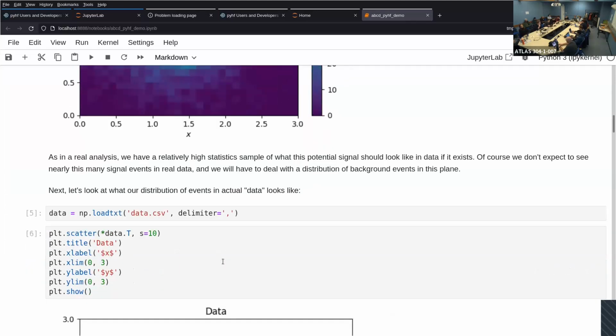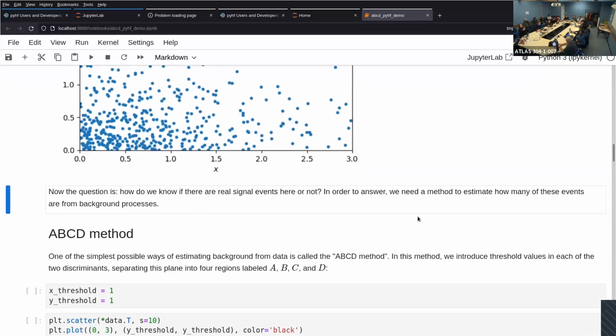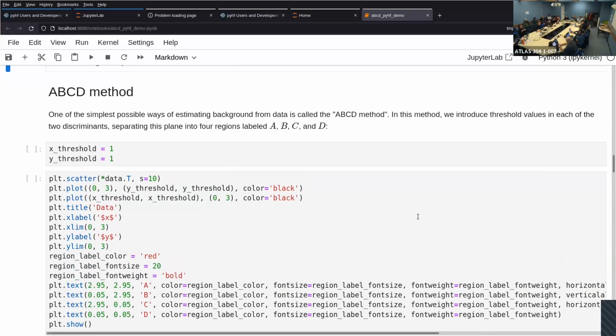So the data might look something more like this, where I just switched to a scatter plot. So they're just individual points, and the signal would be sitting somewhere in the middle here, but it's on top of this background distribution. So how do we know if there are real signal events here or not? In order to do that, we have to use some method to estimate the number of background events in some region and then compare to the actual observed number. So that's where the ABCD method comes in.